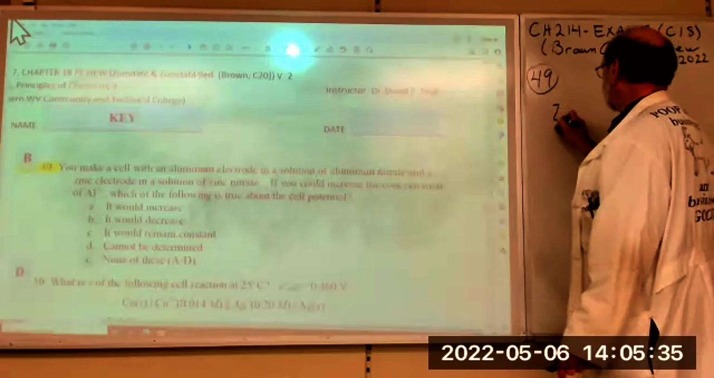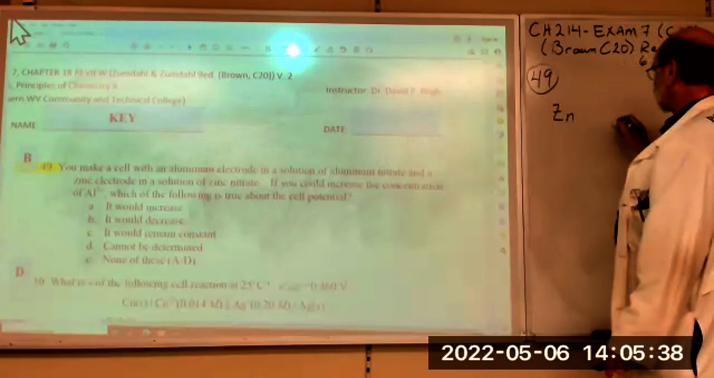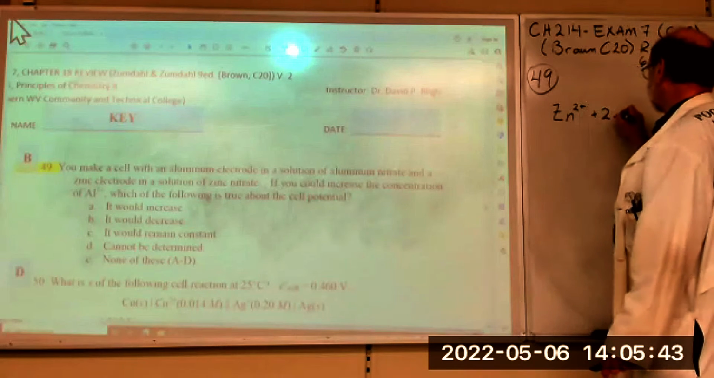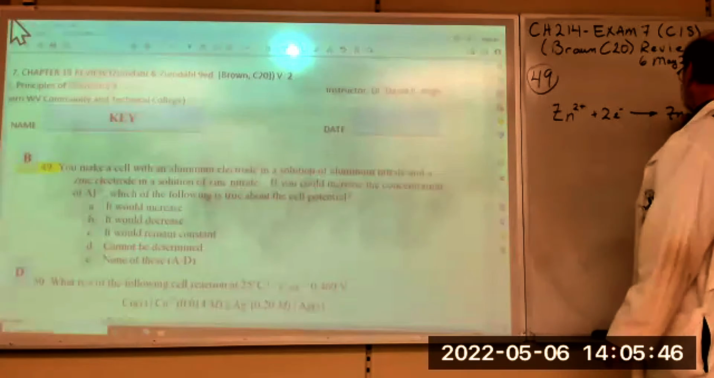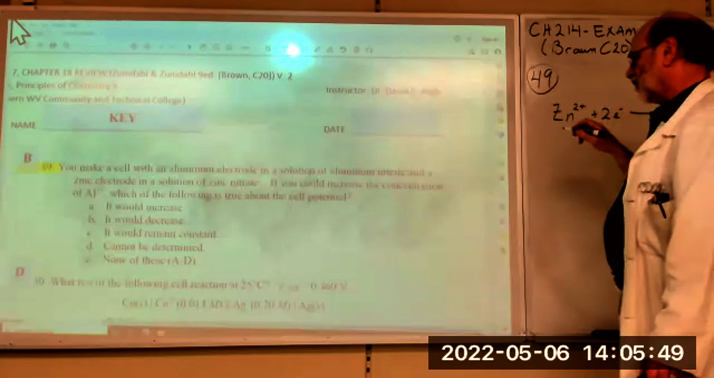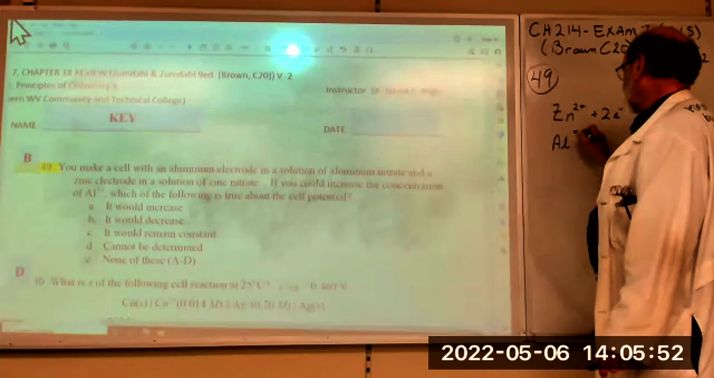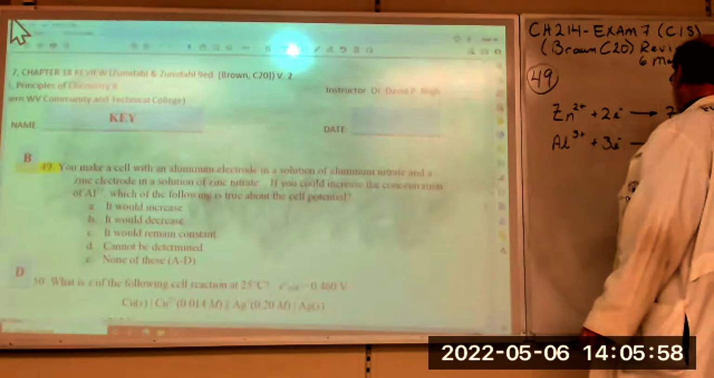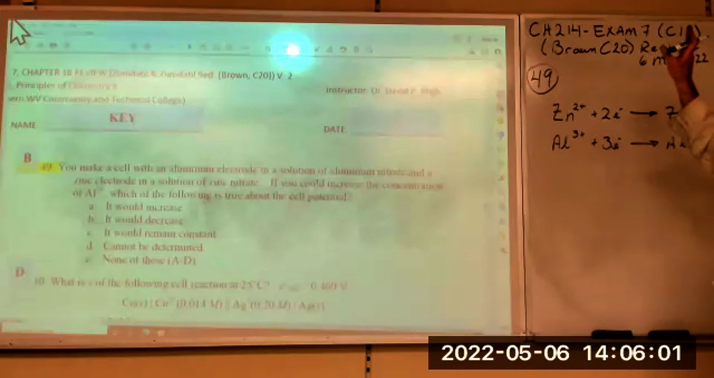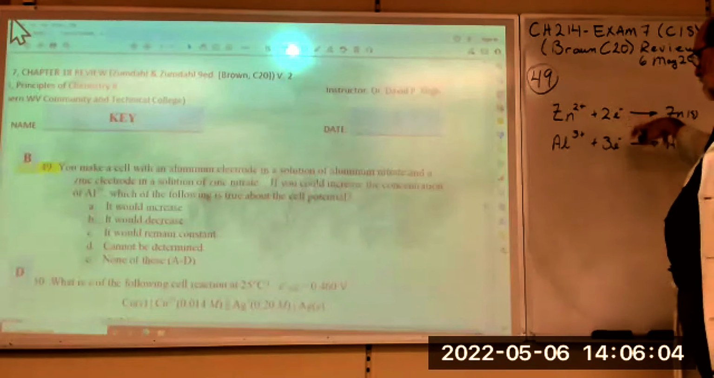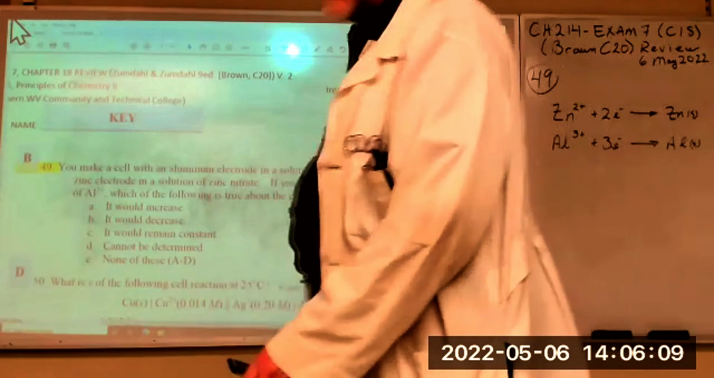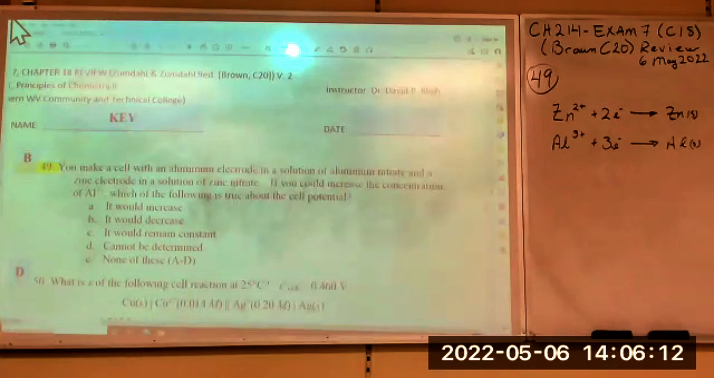So zinc would be reduced by zinc 2+ plus 2 electrons yields zinc metal. That's one of them. Aluminum would be aluminum 3+ plus 3 electrons yields aluminum. Those would be the standard reduction equations. So I need to know which one's which. So aluminum, excuse me, or zinc.